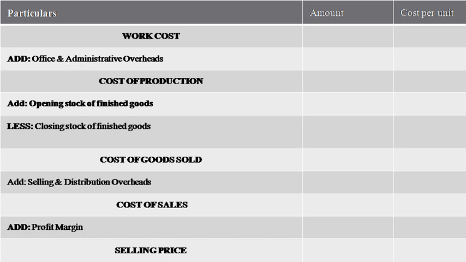To that we add the selling and distribution overheads to get the cost of sales. To that we add the profit margin to get the selling price.